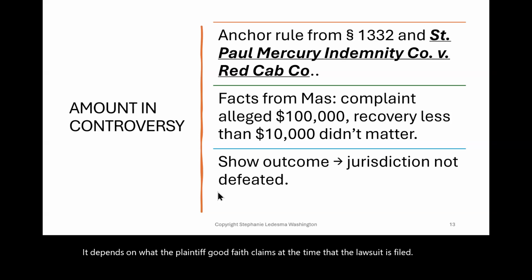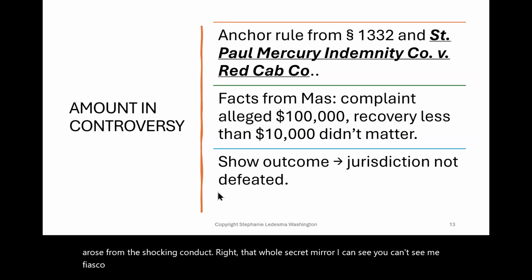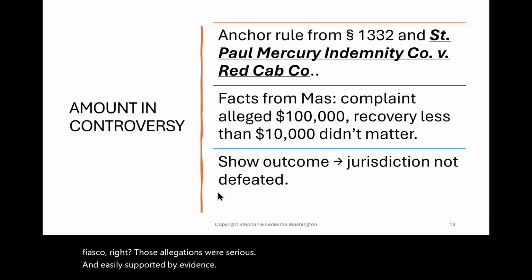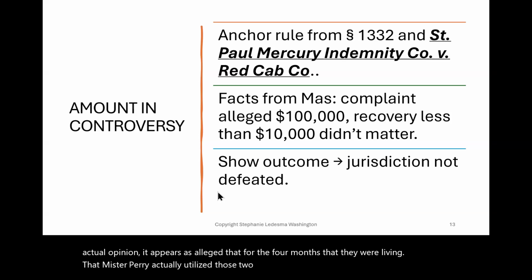In Masse v. Perry, both Jean and Judy each sought damages in the amount of $100,000. Their claims arose from the shocking conduct, right? That whole secret mirror, I can see you, you can't see me fiasco, right? Those allegations were serious, easily supported by evidence, and it was easy to believe that those damages would be more than $10,000, right? If you read the actual opinion, it appears as alleged that for the 4 months that they were living there, Mr. Perry actually utilized those two-way mirrors for 3 of those 4 months.